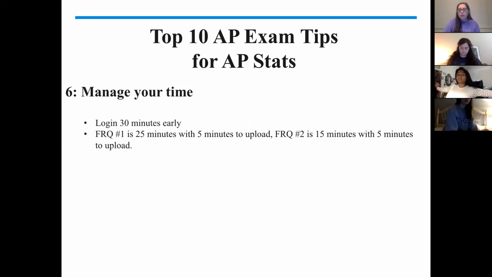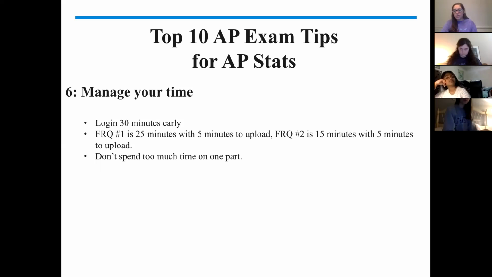Manage your time. We're going to log in 30 minutes early. That's at 12:30. We've already practiced the timing for the 2 free responses. And don't spend too much time on one part. It's possible to still make a 5 and not even answer one of the parts at all. So don't spend too much time on it. Answer the stuff that you do know first.